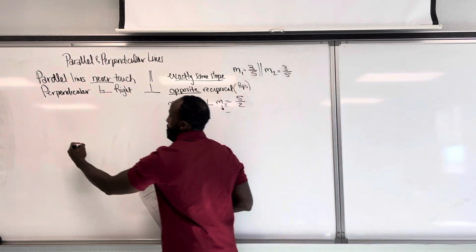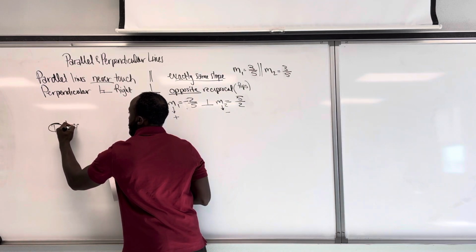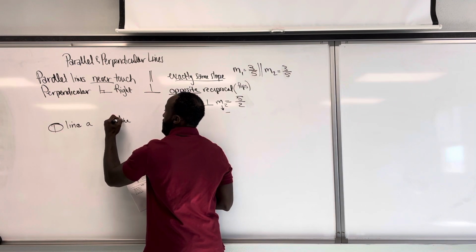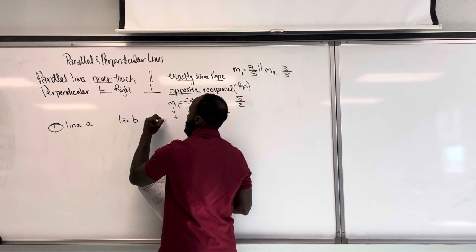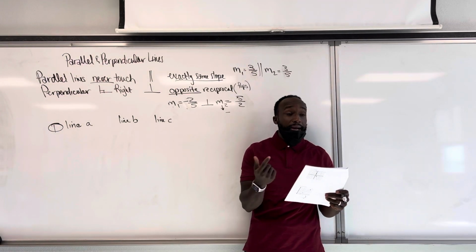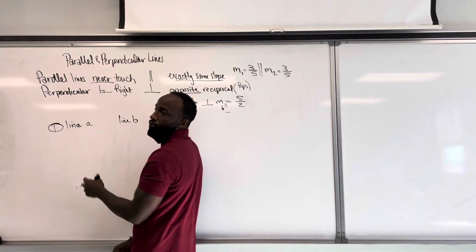All right, so let's look at number 1. Number 1, we got 3 lines. We got line A, we got line B, and we got line C. We're trying to see if these lines are parallel. So the first thing we need to do is identify 2 points on each line.